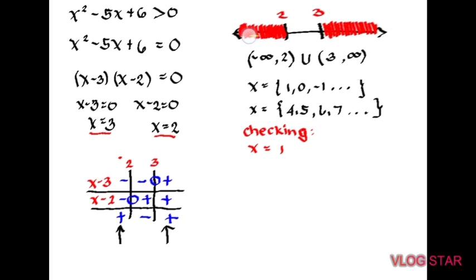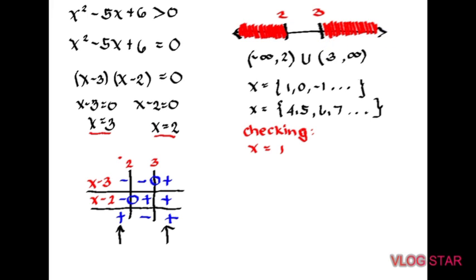So 1 is less than 2, right? 1 is included here in this region. Or if you see, we take note of 1 here as a solution for x. So let's check if 1 is a solution to our quadratic inequality. Whichever you'd like to check, you can also use 0, -1, 4, 5, 6, 7, or any number that is on the left side of 2 and on the right side of 3.